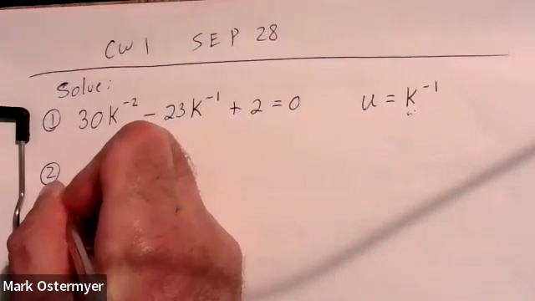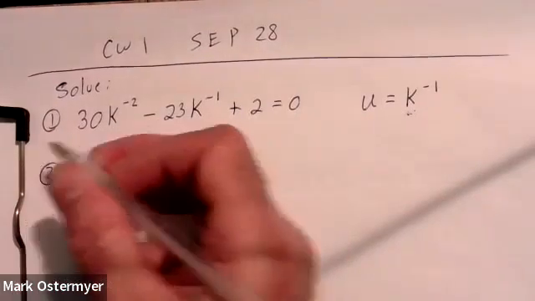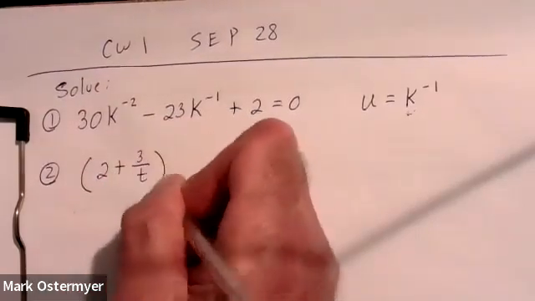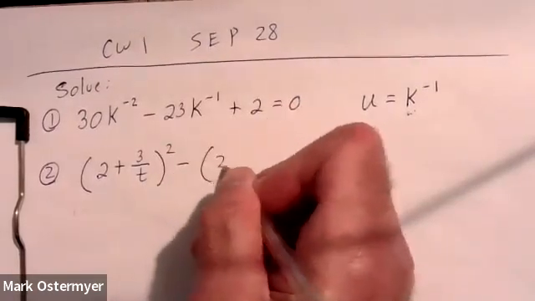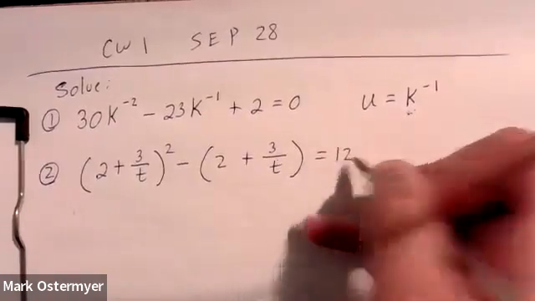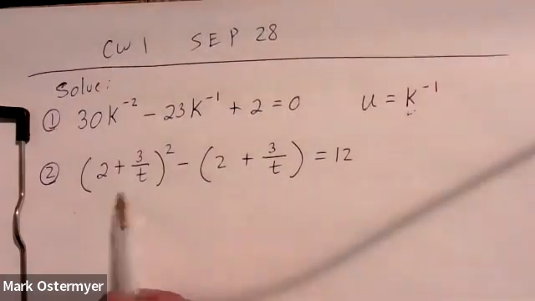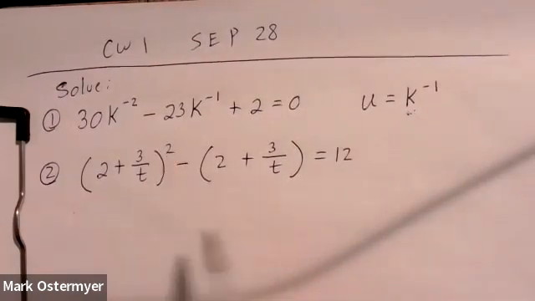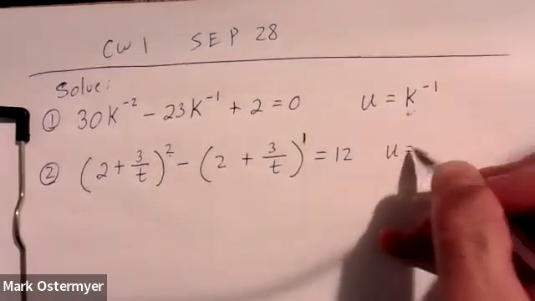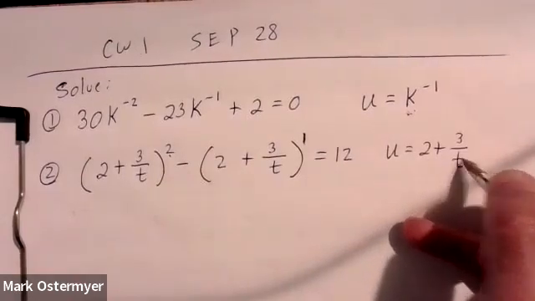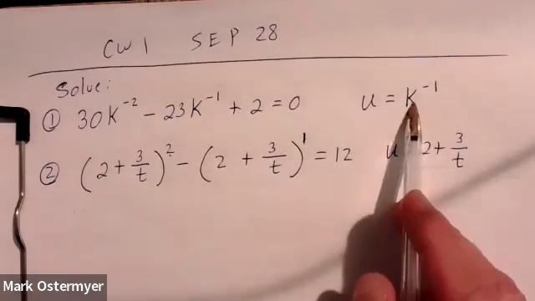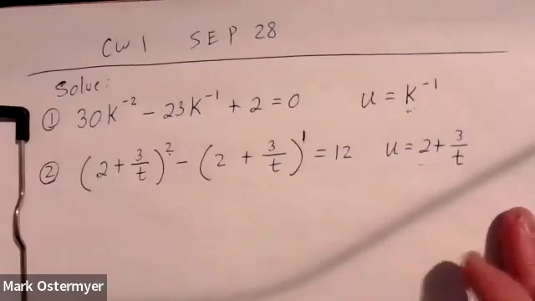All right, number 2. Let's see if you could try this one here. My hint for you on this one is also to utilize the u substitution because this equation is quadratic in form. This degree is twice the degree of this term. So let u be equal to 2 plus 3 over t. There's your hint. Solve that equation for t utilizing a u substitution for both of these. All right, try that.